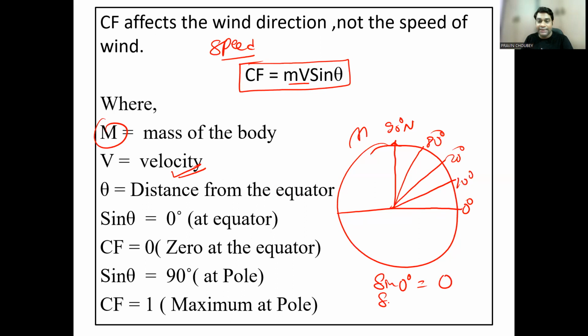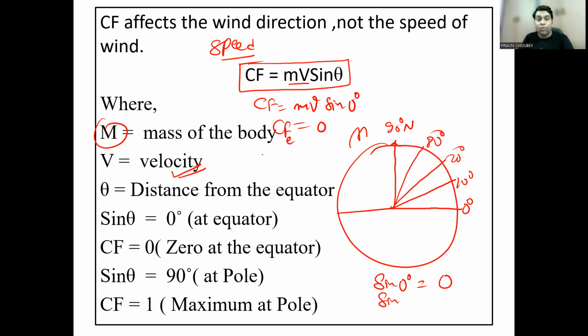Okay, and sine 90 degree, because if you apply the formula, then CF is equal to... if you want to know what is the Coriolis force at the equator, it will be mb sine 0 degree, and we know sine 0 degree is 0, so the entire equation will become 0. So the Coriolis force at the equator will be 0.